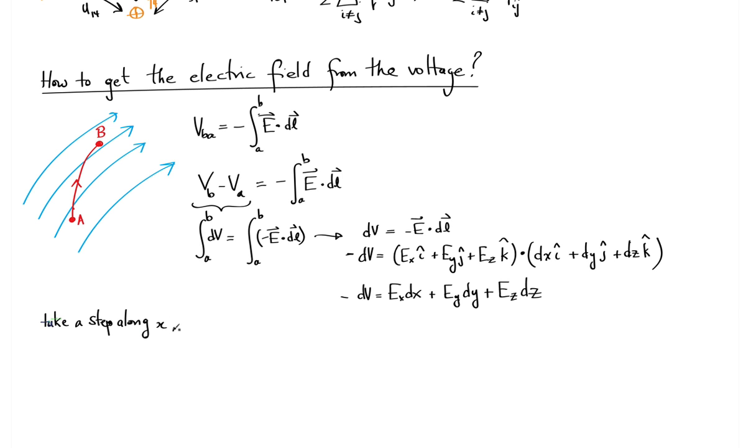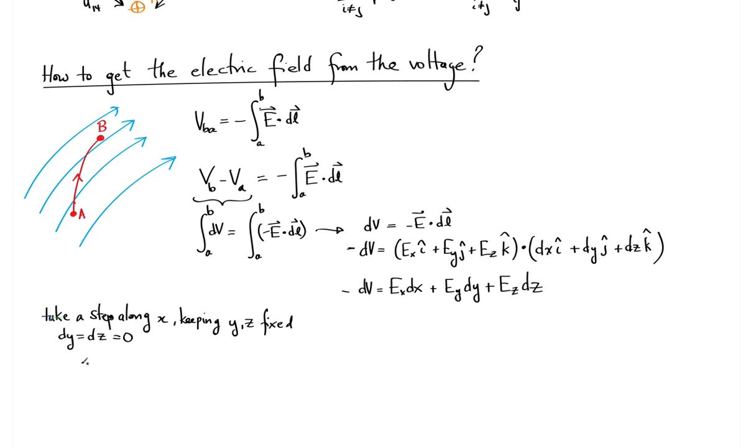Along x, and then keeping y and z fixed. All right, so what that means is that dy and dz are going to be 0. So if we just step a little bit, so our dl is such that we're just stepping a little bit along dx, then basically what we have is minus dV/dx is equal to E of x, right?